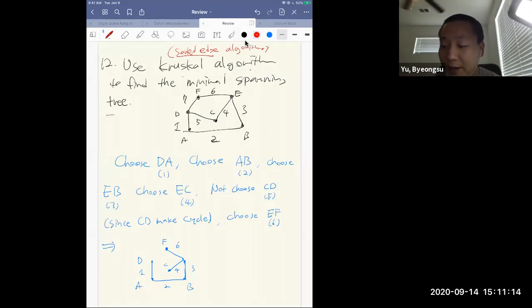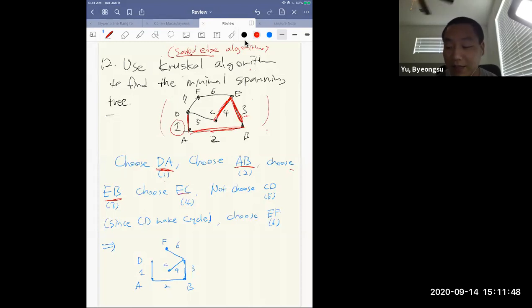First of all, find the minimal weight edge, and definitely 1 is the minimum among all the numbers. So we choose DA because it has 1. Then the next one is 2, and you can choose AB because it doesn't form any circuit. Again, 3 is the next number, so you can choose EB, and still there is no circuit. Then 4 is the next one, so you can choose EC, right?